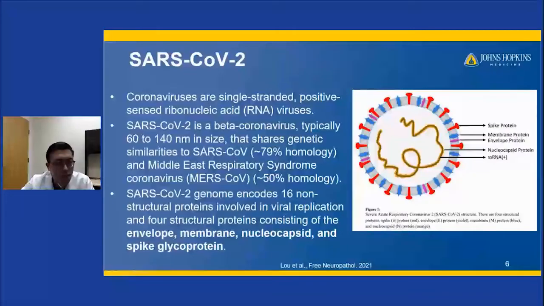studies. SARS-CoV-2 is a single-stranded positive-sense RNA virus, and it's a beta coronavirus. It shares genetic similarities with SARS-CoV-1 and also MERS-CoV, with 79% homology and 50% homology respectively. And it has 4 proteins. As you probably know, there's the envelope, membrane, nucleocapsid, and spike glycoprotein. And these 2 proteins are pretty important in immunostaining to test for this virus.